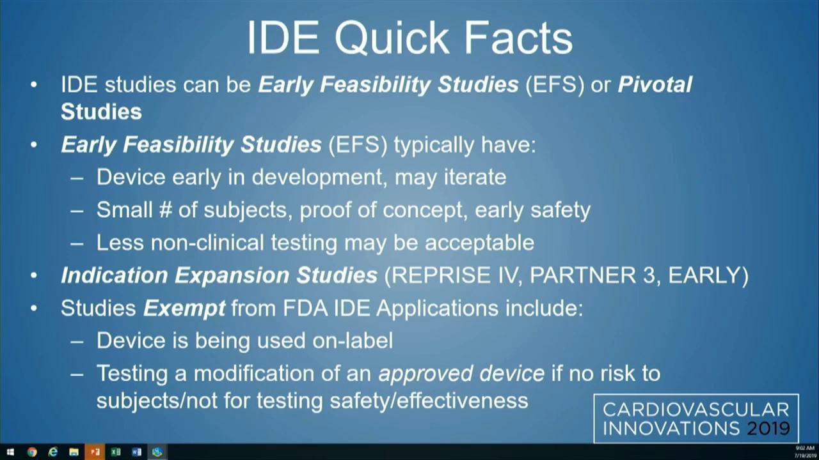IDE studies can be early feasibility studies, as many of us have come to know them, but they can also be pivotal studies, or they can be indication and device expansion studies. EFS studies characteristically have a smaller number of subjects, more animal testing may be appropriate, a small number of humans is acceptable, and the device can often iterate in EFS studies. Pivotal studies tend to be much larger, and by then have the final iteration of the device design. But they can also be indication expansion studies, as we've seen with the Reprise 4, Partner 3, the early TAVR trial, and so forth. So I think it's important to know the different groups of IDE studies out there. They're not just all EFS studies.